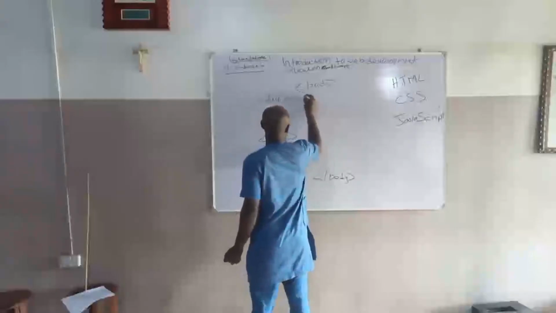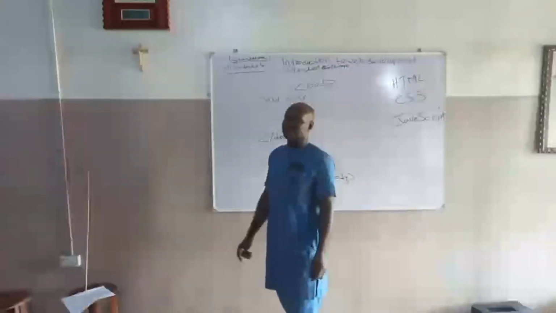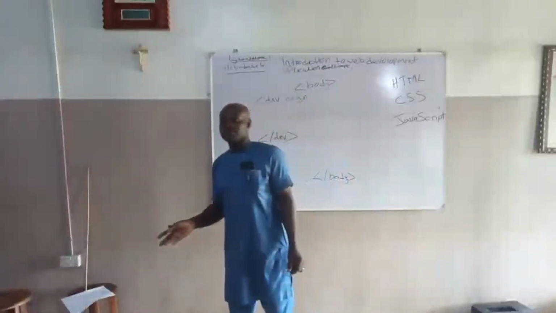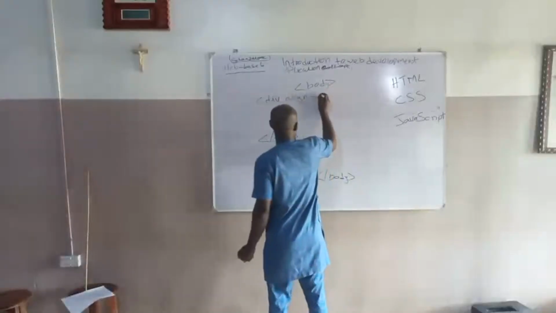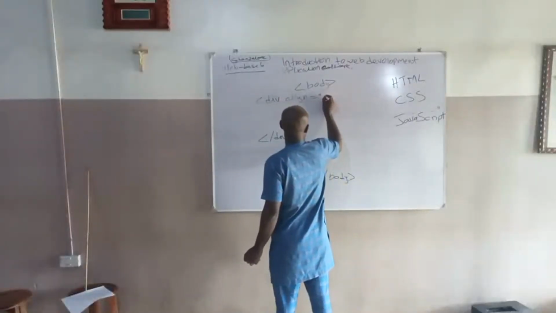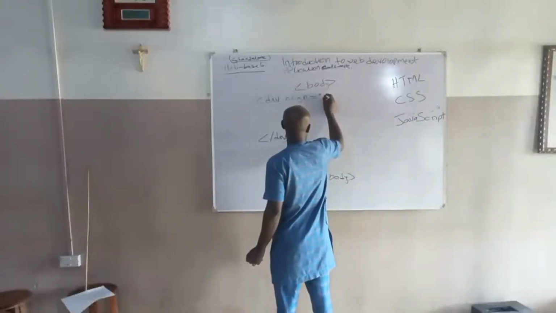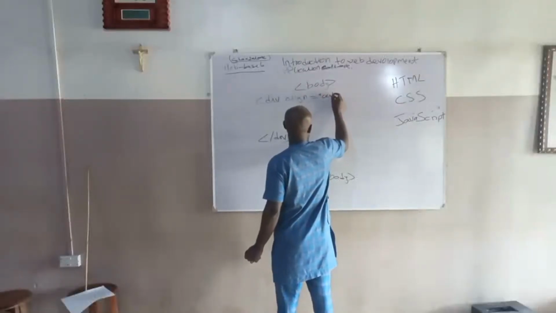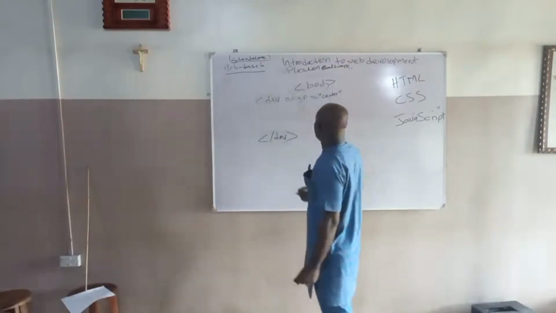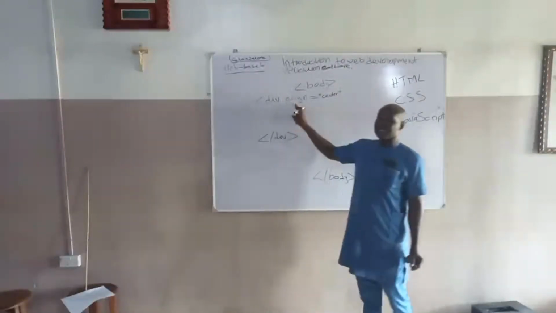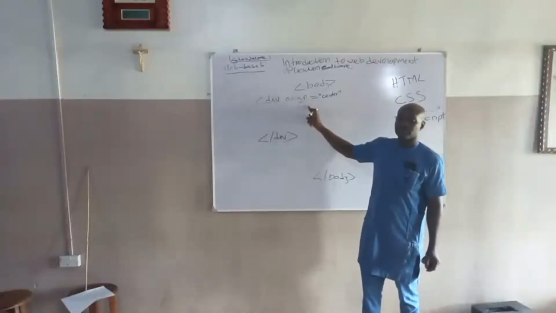What do I use to assign a value to an attribute? Equals. So for align, what do I use? Let's say center. And I said align as an attribute has how many values? Four values.